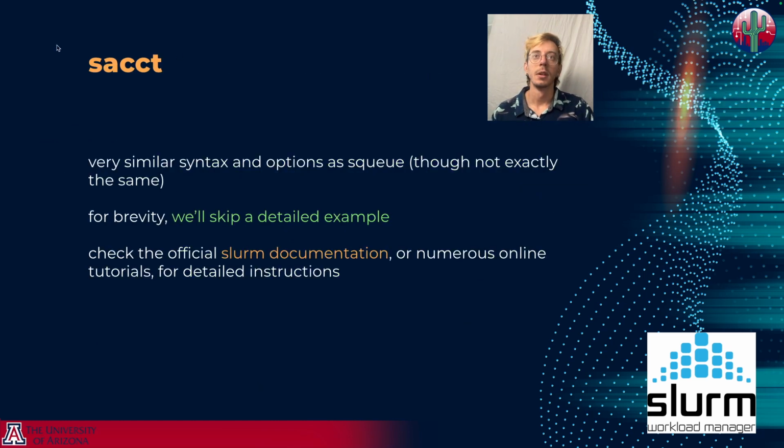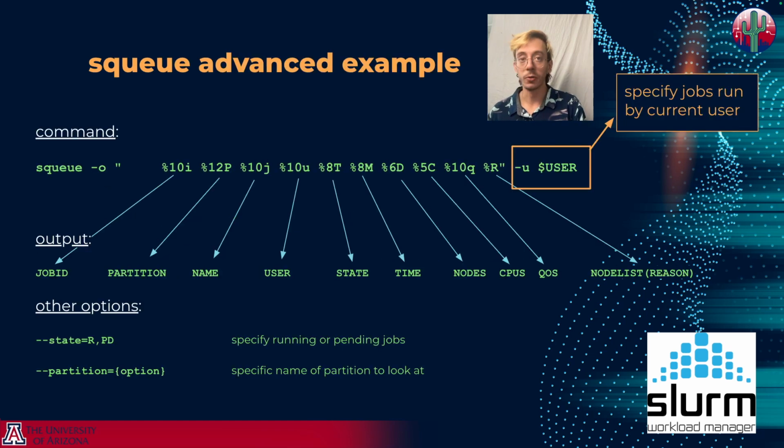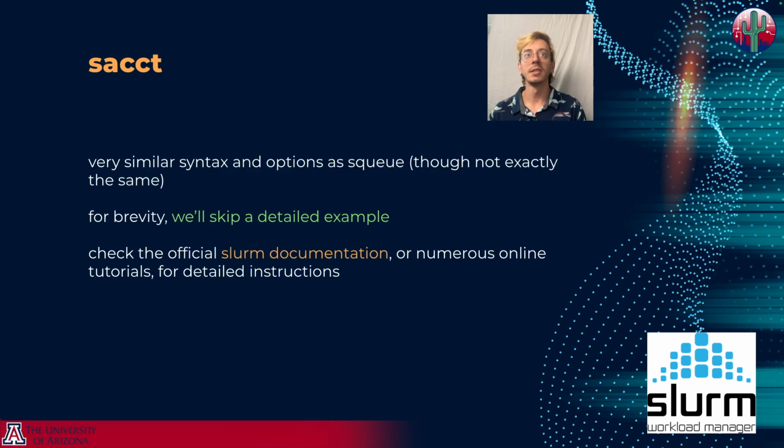Okay, so saccount pulls from a slightly different database than sq does. So sq will pull from the database of running and pending jobs, whereas saccount pulls from the database of finished jobs. So ones that have either completed successfully, ones that have been canceled by the user, or ones that have failed for one reason or another. And saccount uses very similar syntax and options as sq, though they're not exactly the same.